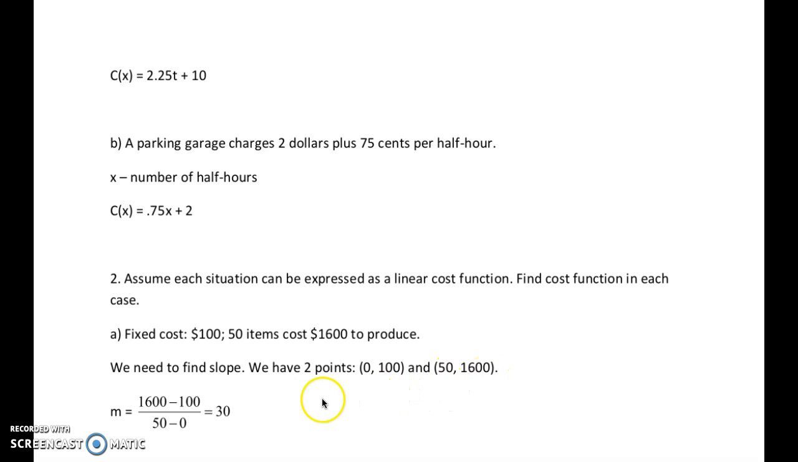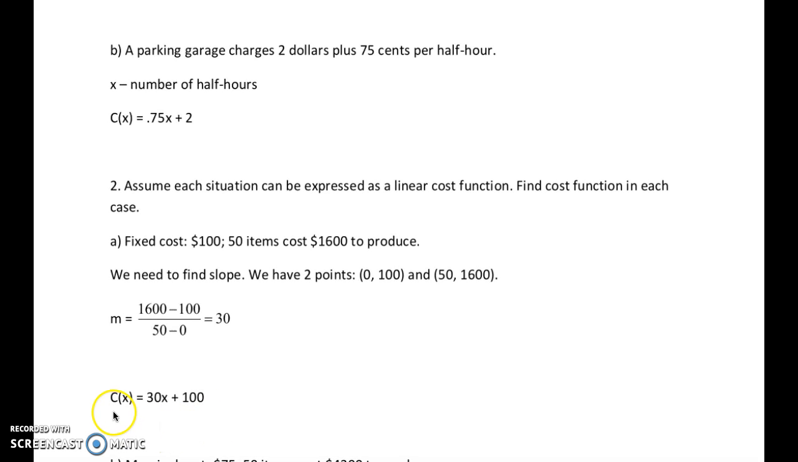From here, we can find our rate of change, our slope, and it is 30. And then from there we can say, okay, our cost function is our slope, 30x per item, plus our $100 fixed cost.